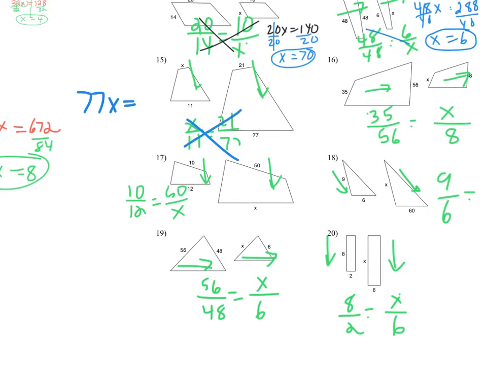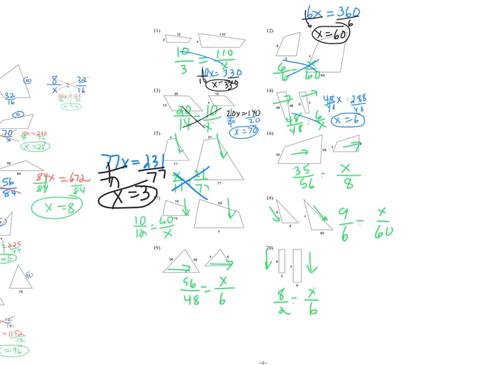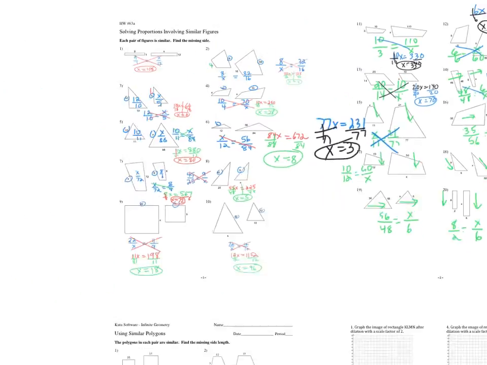77x equals 231. Divide by 77, divide by 77, x equals 3. All right, so that's how you continue through those. And you could solve those equations on a separate sheet of paper. Just get them all done and figure out x for all of them. And I know you could do that. It looks a little sloppy, but I know you can do that.